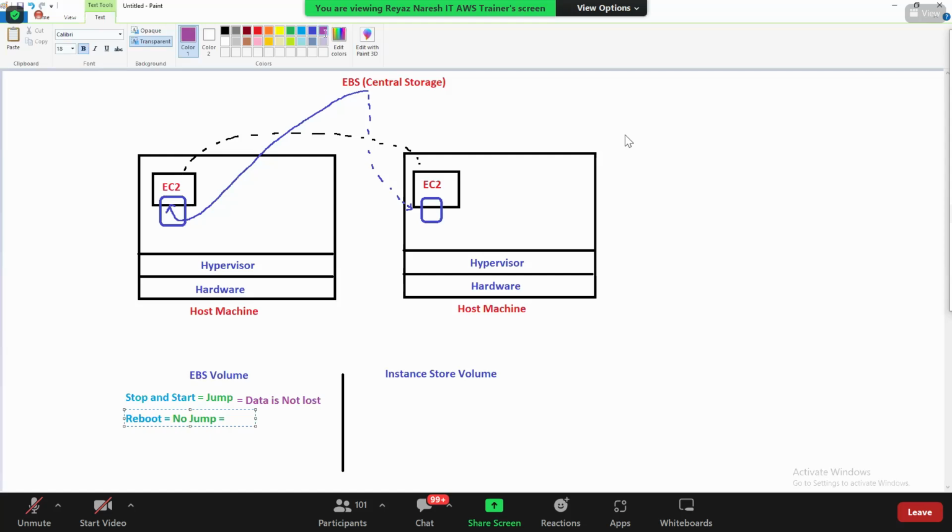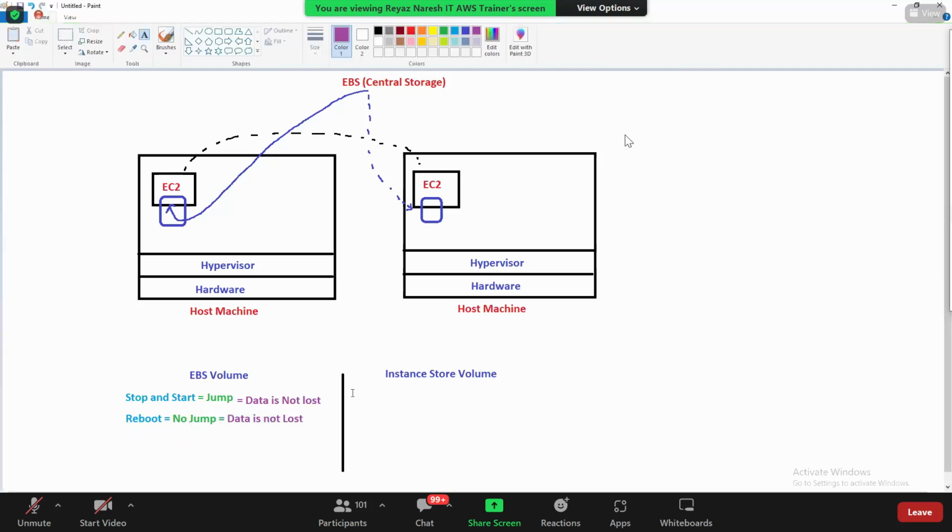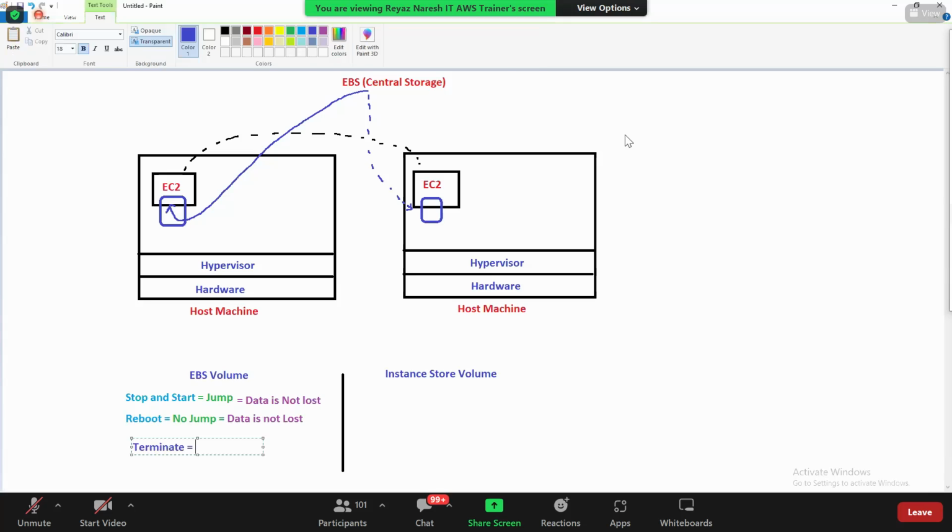Now I have this EC2 instance which has an EBS volume. I just rebooted it. Will it jump from one host to another host? No. Is data lost? Data is not lost because it is still staying over there. It has an EBS volume. So that's what we learned. If you stop and start the EC2 instance which has an EBS volume, is data lost? No. If you reboot the EC2 instance which has an EBS volume, is data lost? No. But if you terminate, obviously data is lost. We cannot guarantee that.